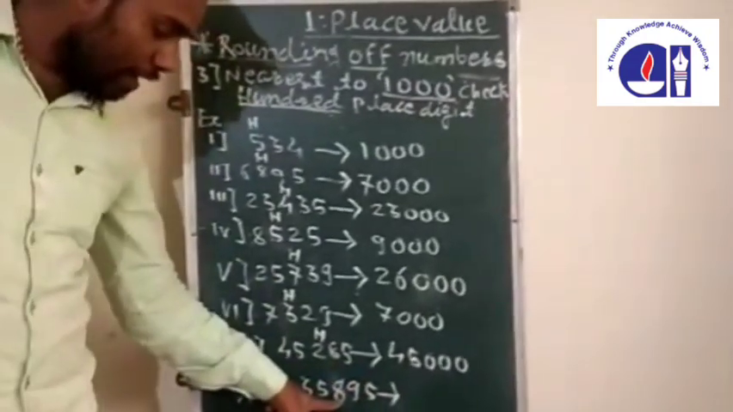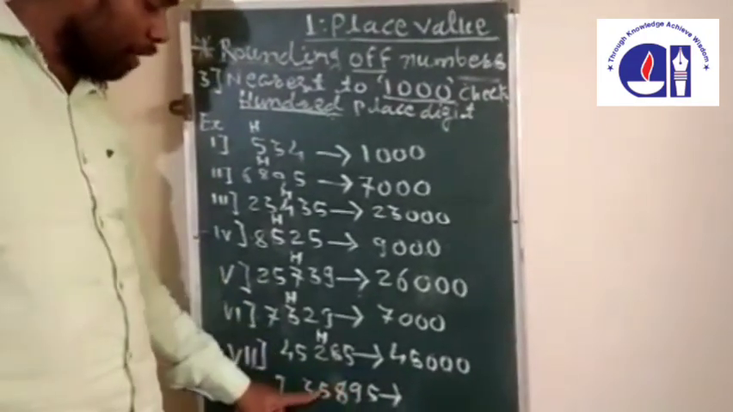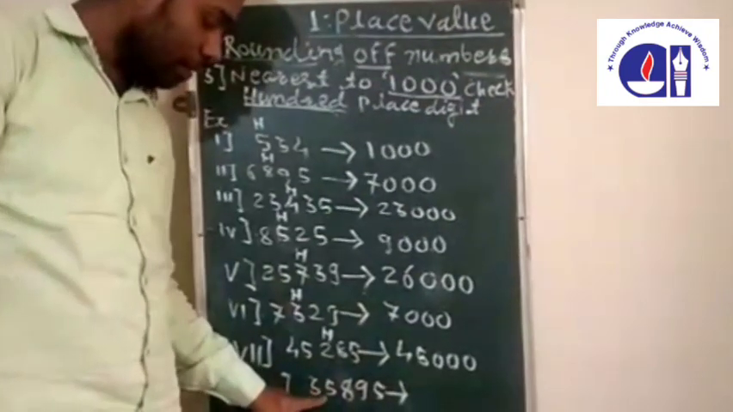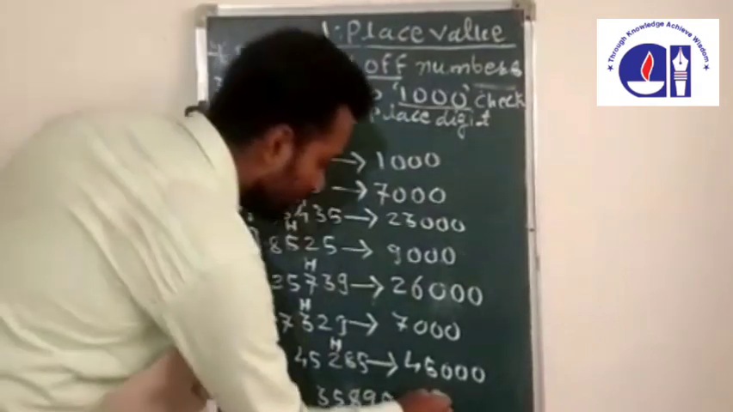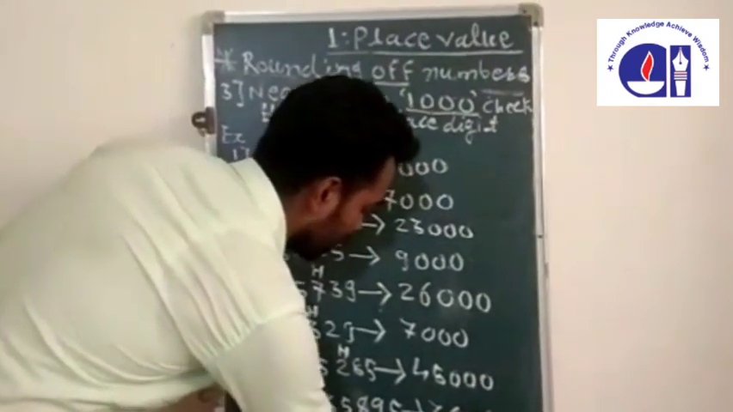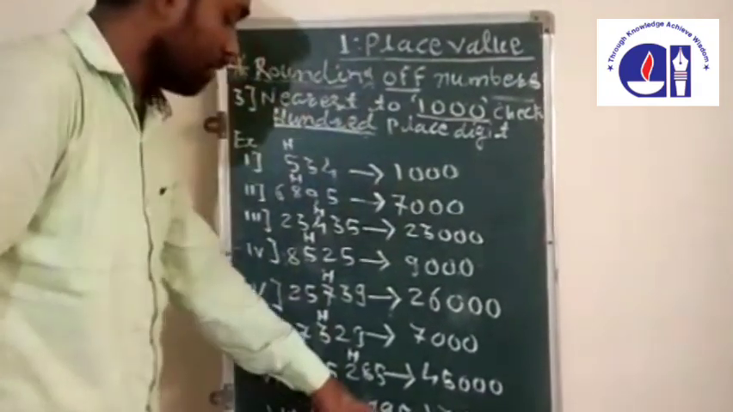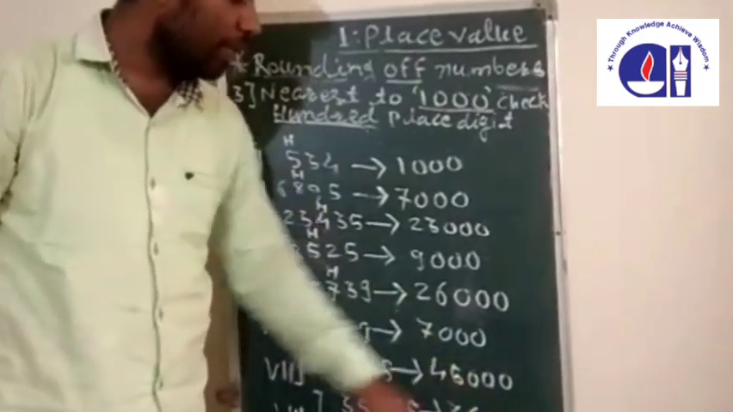And the last example, 35,895. Check the 100 place digit, 8. So we have to round to the next 1000. Here is 5,000, so the next 1000 is 6,000, meaning 30,000 plus 6,000 is 36,000. So 35,895 is nearest to 36,000.